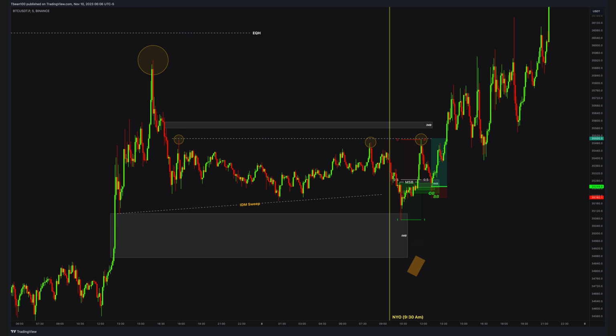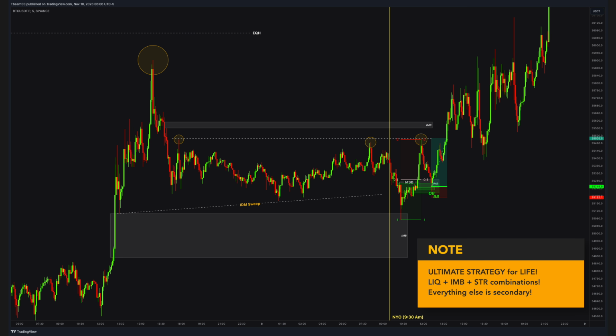As you can see, the ultimate strategy, the one strategy for life is always the combination of liquidity, imbalance, and structure combination. Everything else out there is just secondary. For extra confidence, such as order blocks, breaker blocks, optimal trade entries, all just extra confidence, but nothing else.